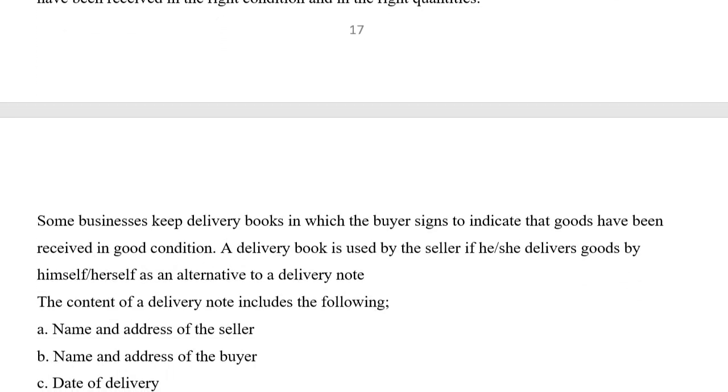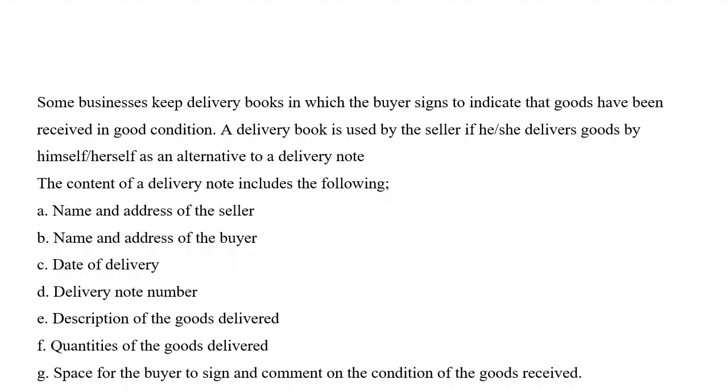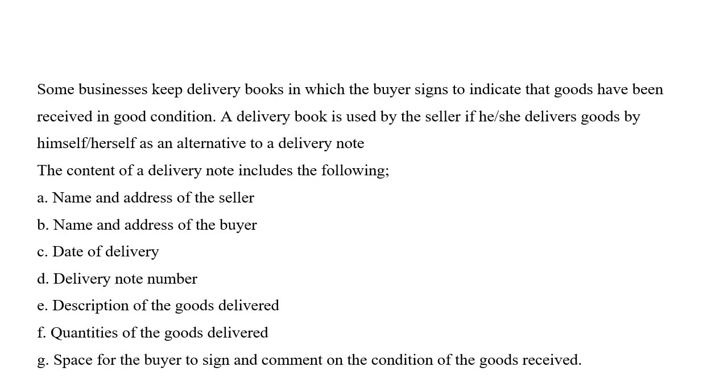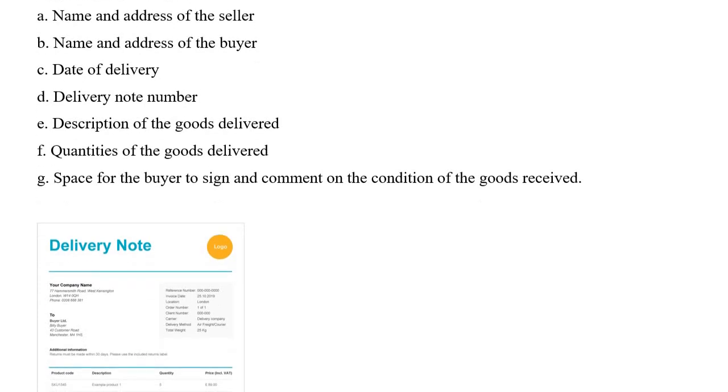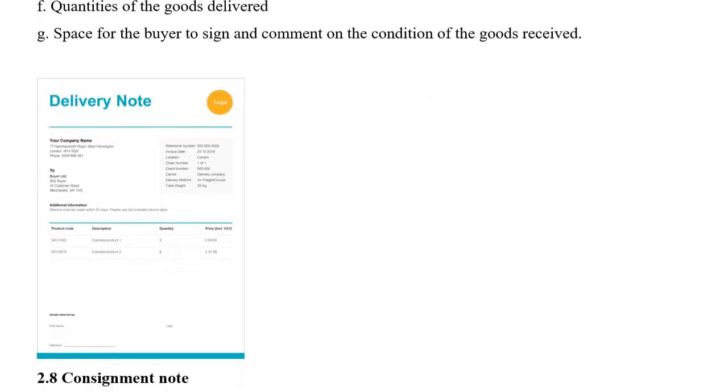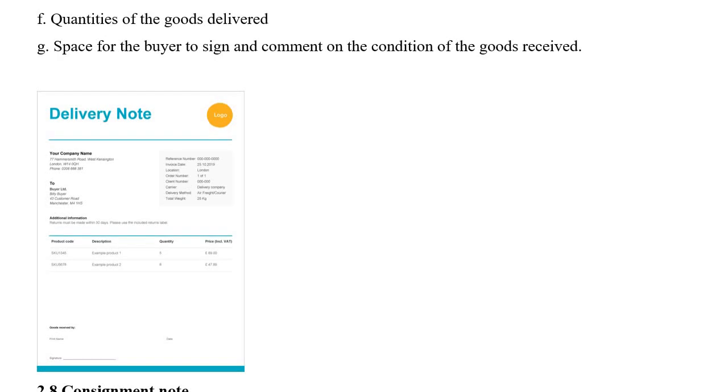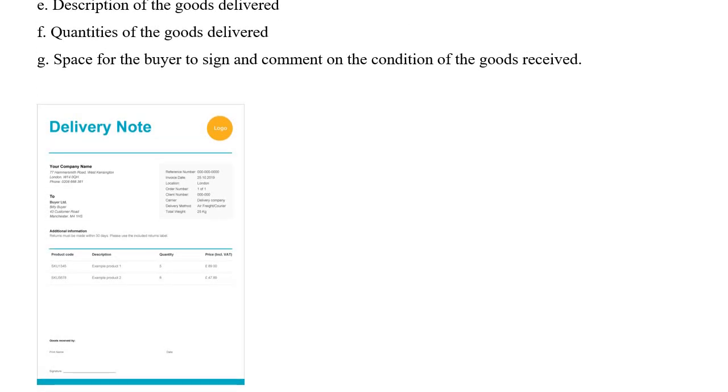So let's see the content that is usually in the delivery note. It is the name and address of the seller, name and address of the buyer, date of delivery, delivery note number, description of the goods delivered, quantities of goods delivered, and space for the buyer to sign and comment on the condition of the goods received. Here is an example of a delivery note. As we have just seen the contents, this is how a delivery note looks.